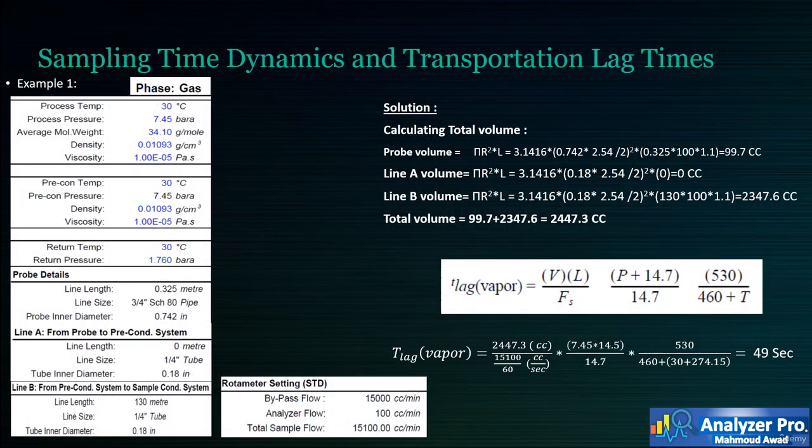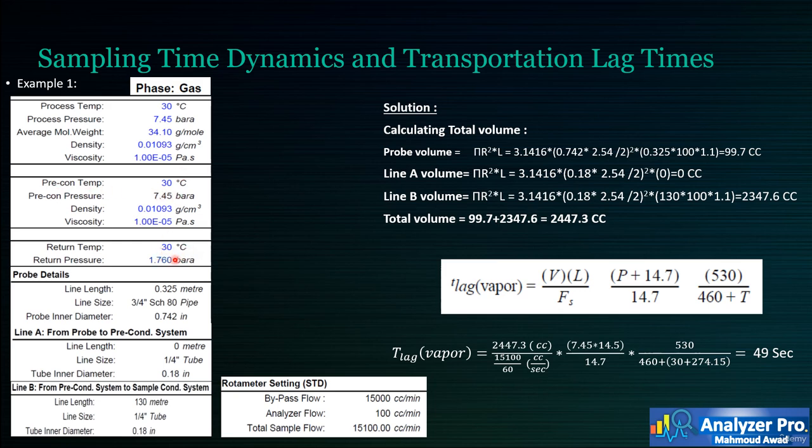Now let us take some examples. In the first example, the phase of the sample is gas. Process temperature is given in Celsius, while the process pressure is given in bar absolute. The temperature doesn't change from the process to the return point, it is fixed at 30 degrees Celsius.